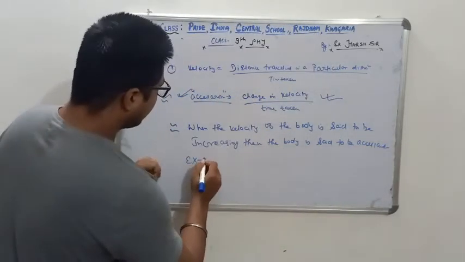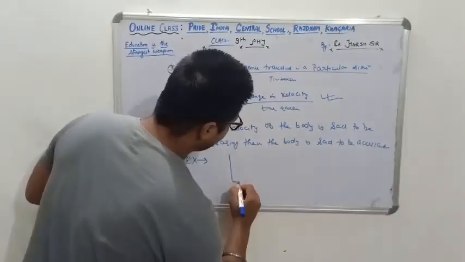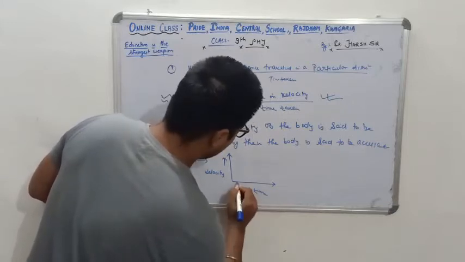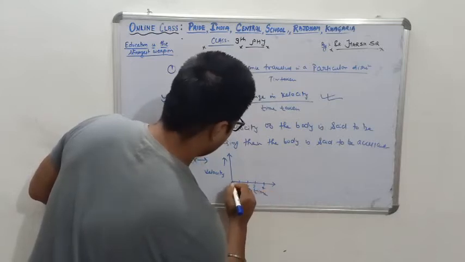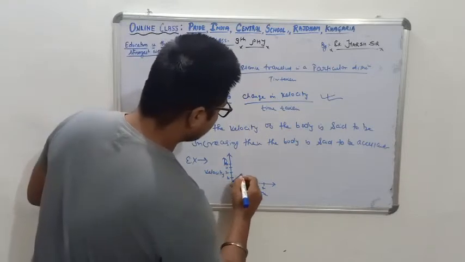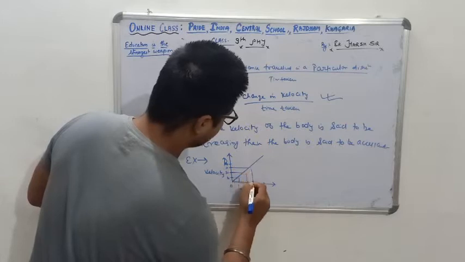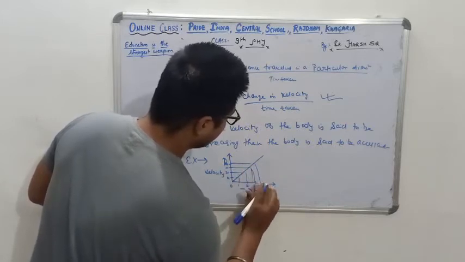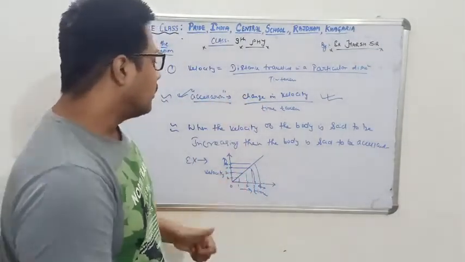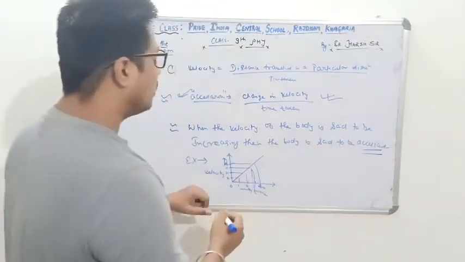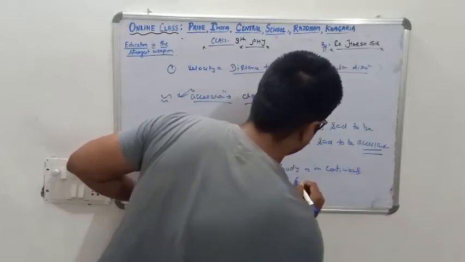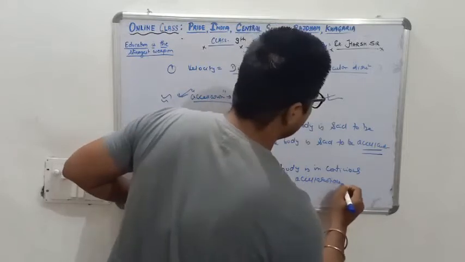Suppose I take a velocity-time graph. Here we represent the velocity, and here we represent the time. Say this is 0, 1, 2, 3, 4, and this is 10, 20, 30, 40. The velocity goes on increasing, around 30 and then around 40. So the velocity of the body is continuously increasing, and when the velocity of the body is increasing, we say the body is in acceleration. Here the body is in continuous acceleration.